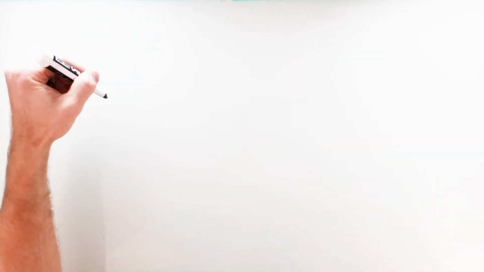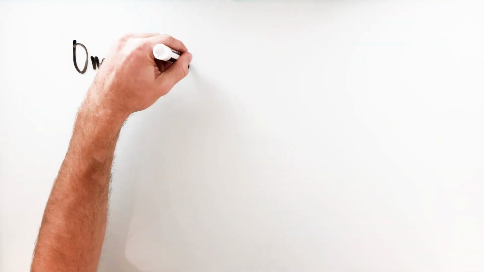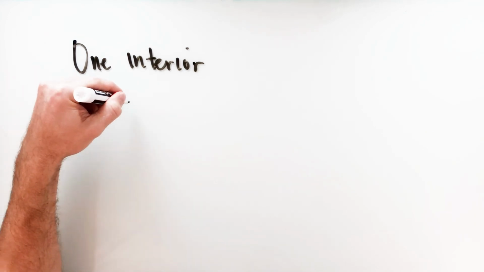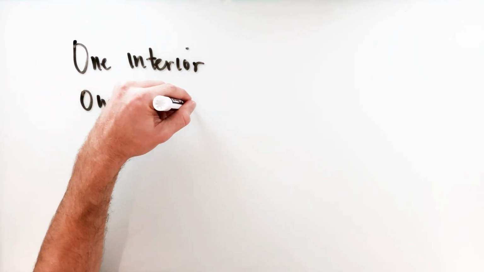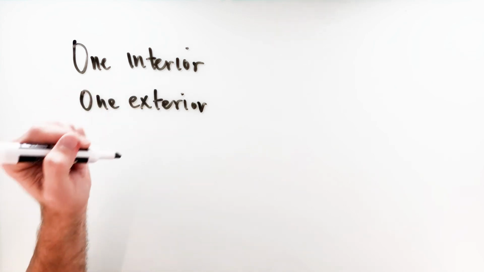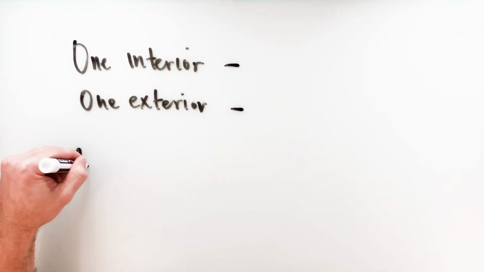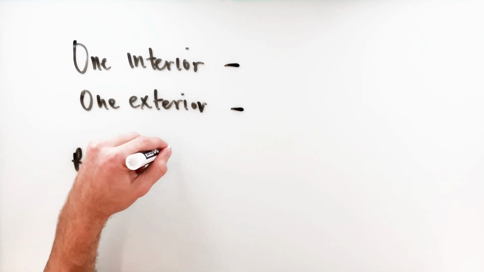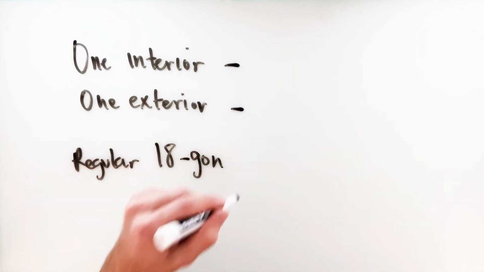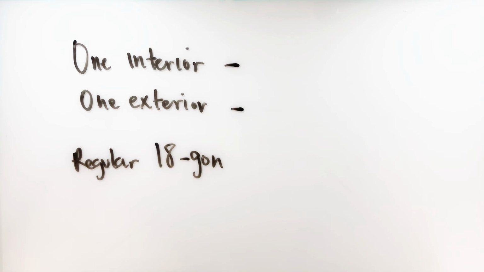So a final example. Let's say we want to find the measure of one interior and one exterior angle in a regular 18-gon. So an 18-sided polygon, a regular 18-sided polygon. I want to know the measure of one interior angle and one exterior angle.